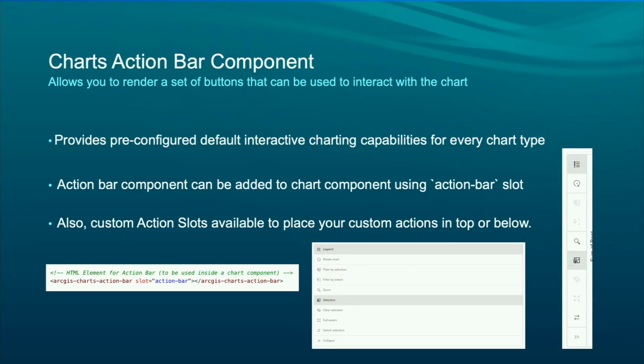So charts components actually come with one more component called charts action bar. A lot of these interaction features can actually be used just by simply including the charts action bar component. This is a separate component part of the package. It will provide some pre-configured interactive features based on the chart type. And you can simply add it inside your chart component and set the slot to action bar like Ganesh mentioned earlier. You can also add some custom actions to suit your needs for your own custom application on the top or the bottom of the action bar.